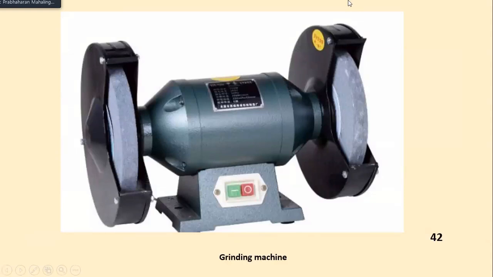This is your screen sharing. Okay. What do you call this one? This is called a grinding machine. A grinding machine can be utilized for sharpening metal, shaping, right? Shaping and sharpening. So we can utilize this grinding machine.